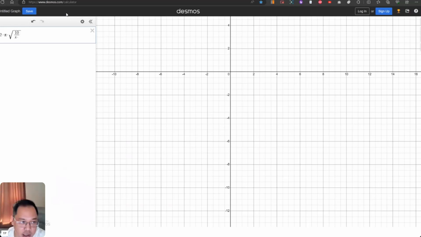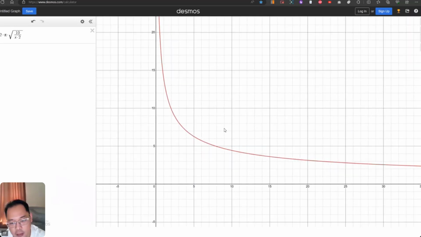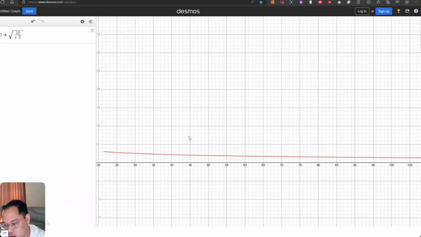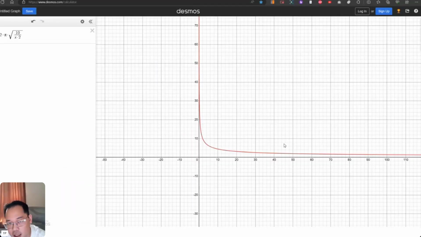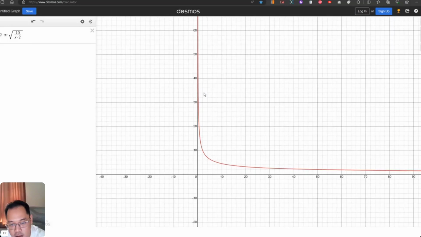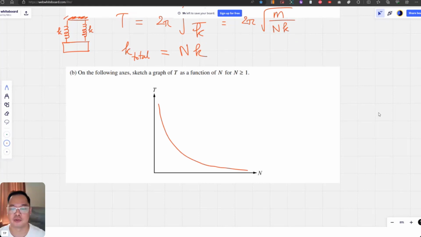k. K is also a constant. Let me make it 2, and check the graph here. The graph is a curve like this. Does it have an asymptote? The horizontal asymptote is the x-axis, and the vertical asymptote is the vertical axis. So the graph looks like this. No numerical values are required, just a curve, a decaying curve.